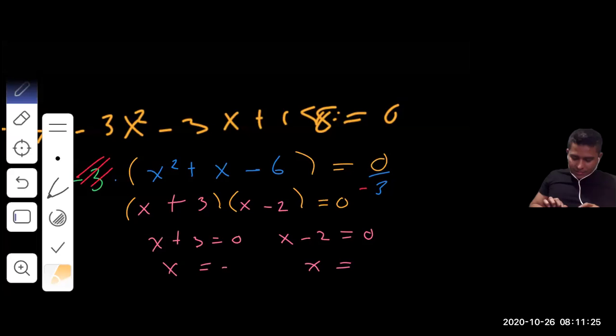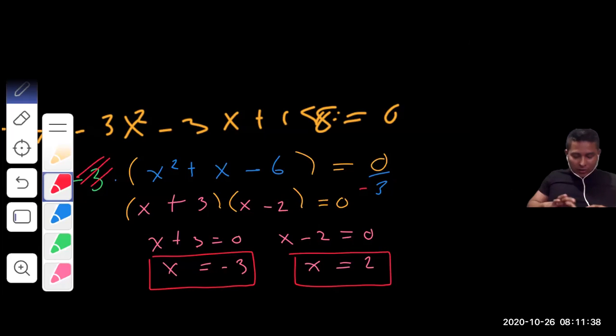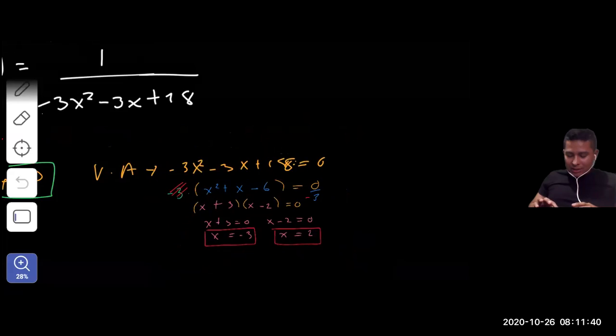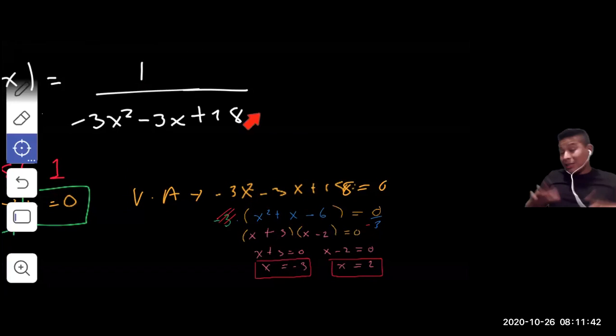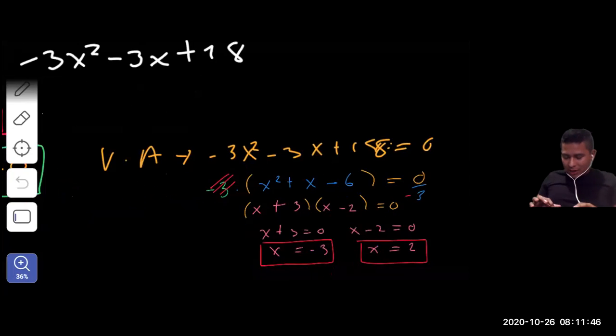Negative 3, right? The other one? Positive 2. Okay. Guys, this is the first time that we got 2 vertical asymptotes. There is no hole in this case. The 2 of them are going to be vertical asymptotes because we didn't cancel. When we cancel, it turns out to be a hole. In this case, we have these vertical asymptotes.